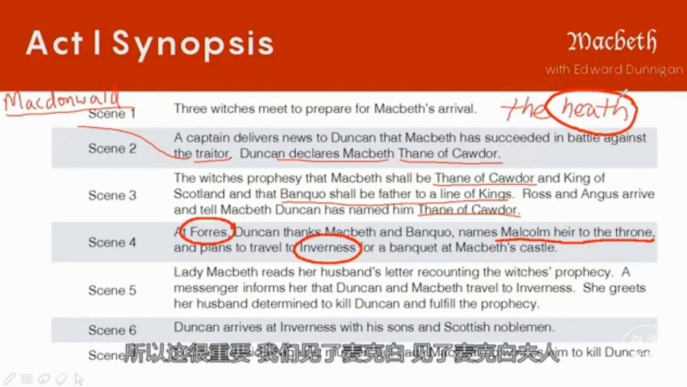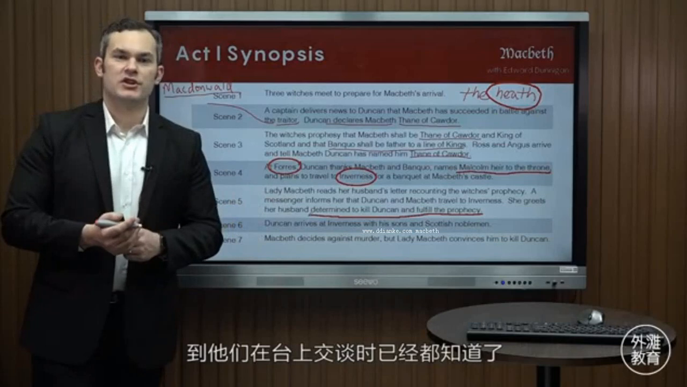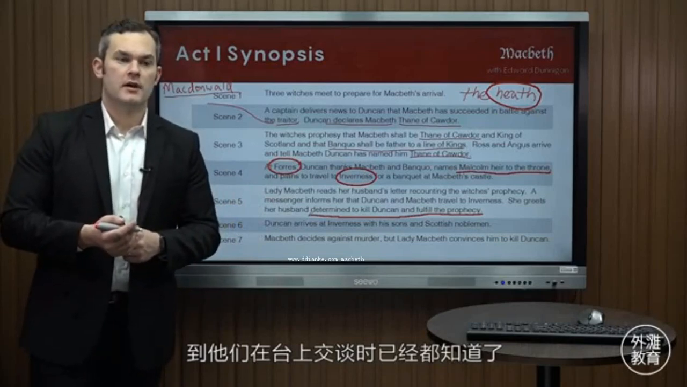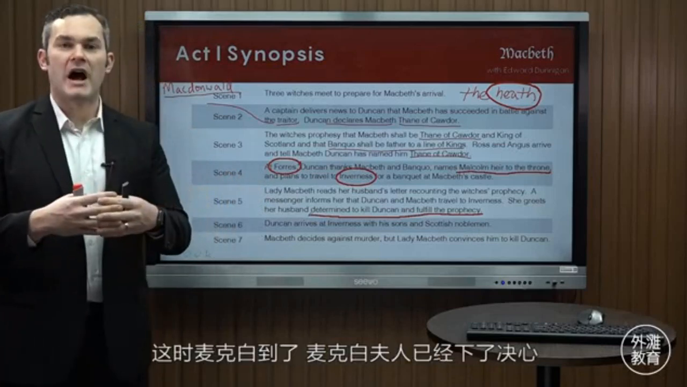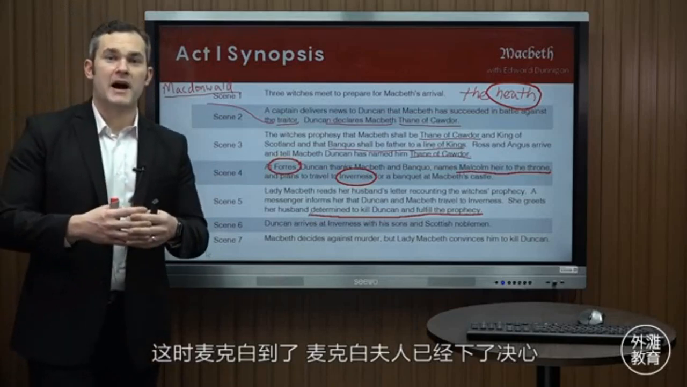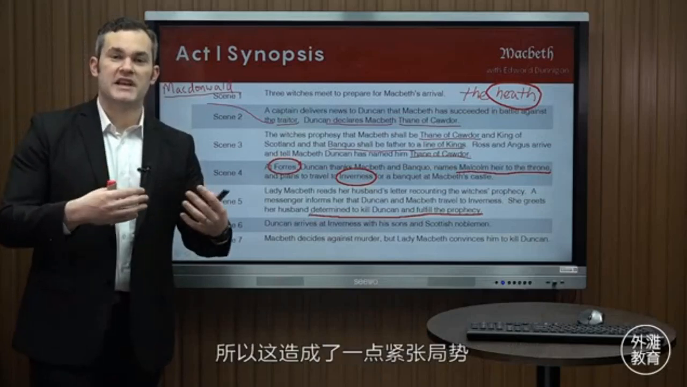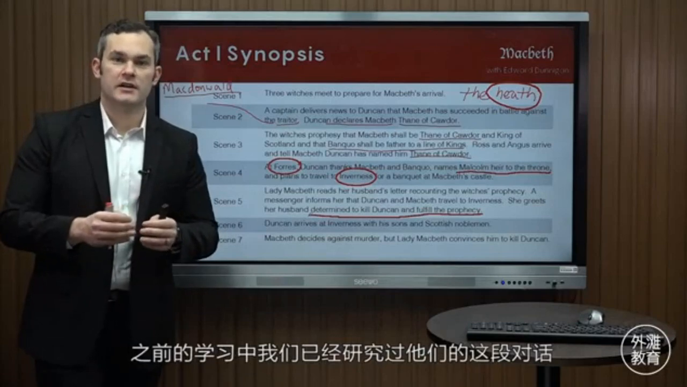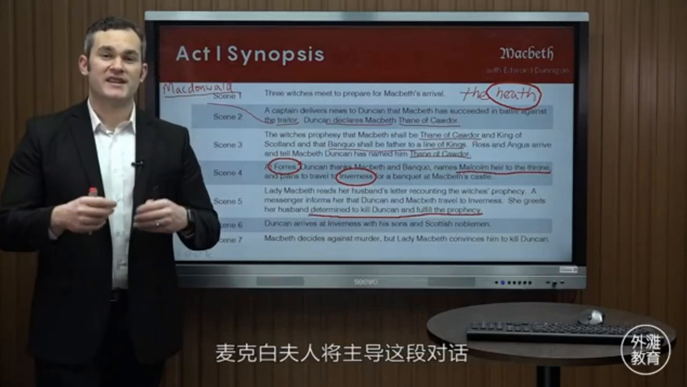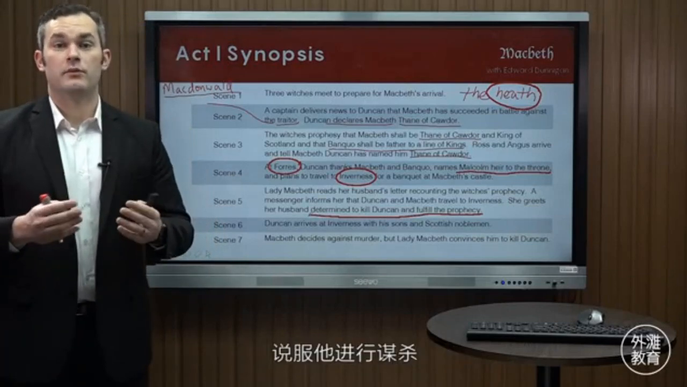So this is really important. We meet Macbeth and we meet Lady Macbeth, and they've both learned of this information that the witches provide Banquo and Macbeth with. And by the time Macbeth and Lady Macbeth talk to each other on stage, right, and Macbeth arrives, Lady Macbeth has already decided in her mind that Duncan must die and that the prophecy must be fulfilled. So this creates a little bit of tension that we're going to see as they argue. And we've looked at it in the past when we studied dialogue in an earlier section. Lady Macbeth is going to dominate that conversation. She's going to challenge Macbeth, and she's going to convince them to move ahead with the murder.